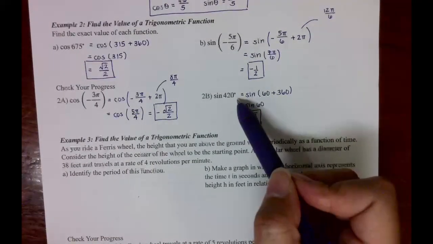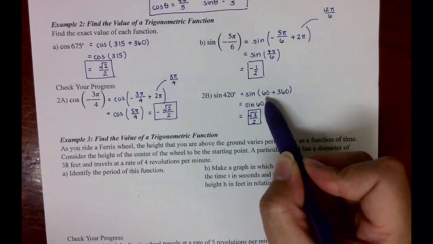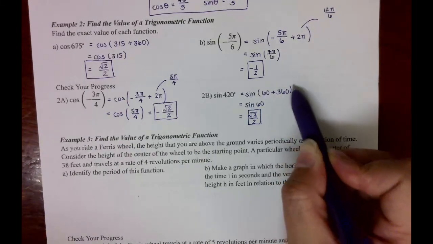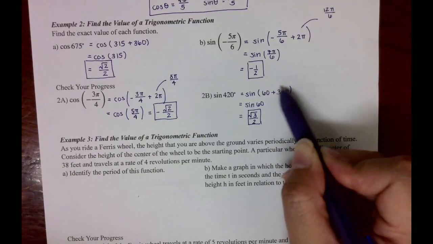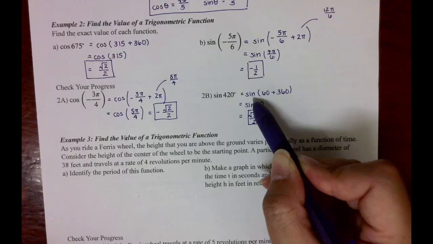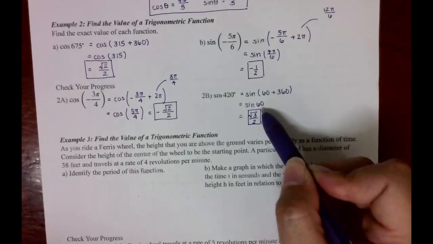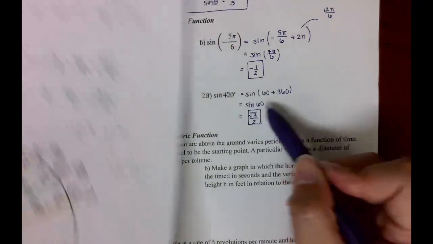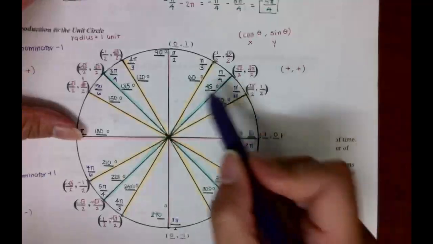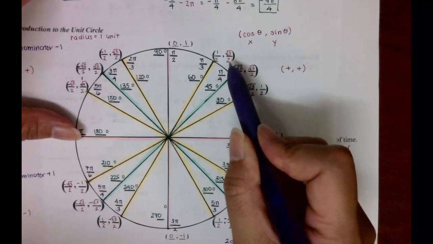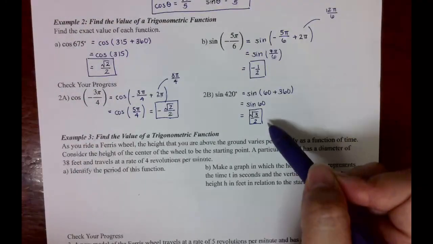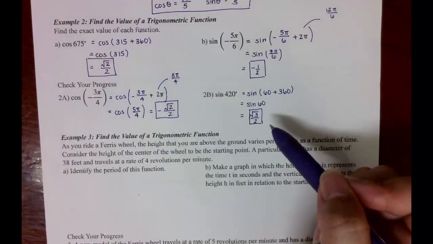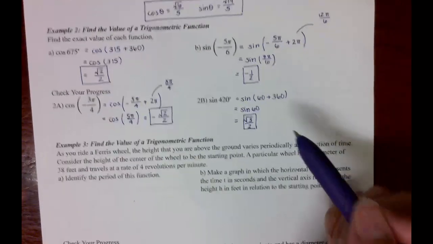Then for sine 420, I can break it down into sine of 60 plus 360, right? It's periodic. It repeats every 360 degrees. So I can see it as sine 60. Okay? And then sine is the y value. So the y value at 60 degrees on my unit circle is square root of 3 over 2. So square root of 3 over 2. And there you go. Okay.